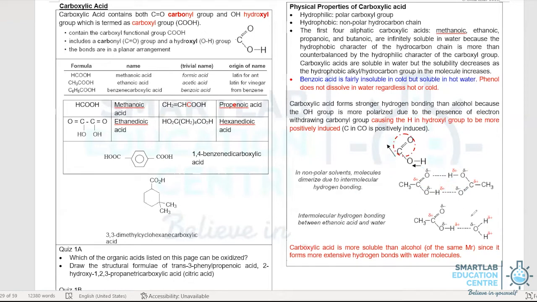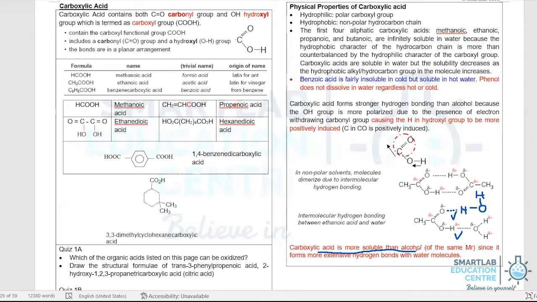When carboxylic acid is dissolved in water, it's capable of forming intermolecular H bonds, and not just between the hydroxyl group and the water molecules. It could also be between the carbonyl group and the water molecules. So carboxylic acid is expected to be more soluble than alcohol, since it can form more extensive hydrogen bonds, because as far as alcohol is concerned, they do not have the carbonyl group.